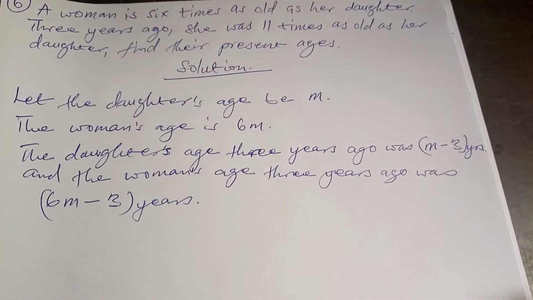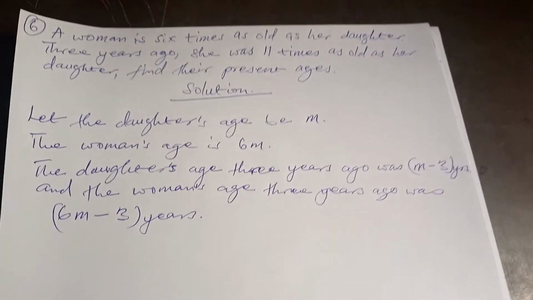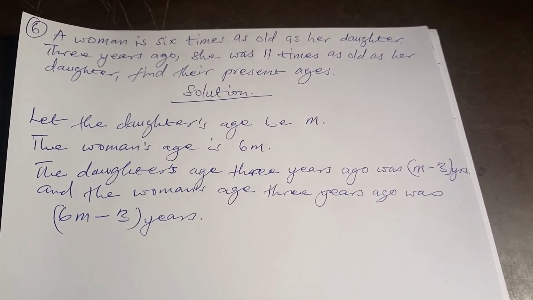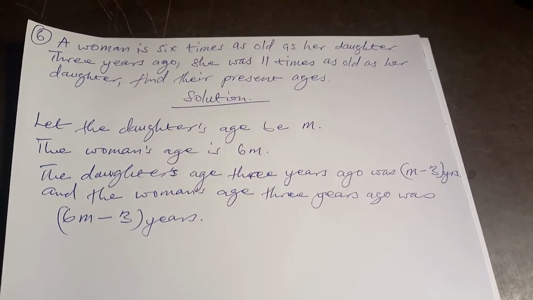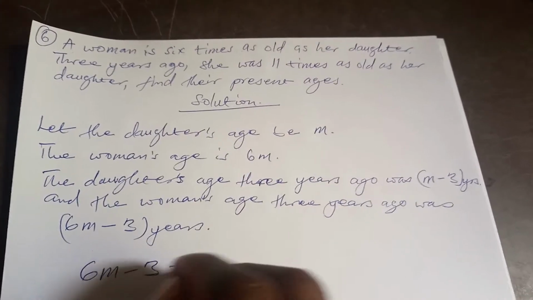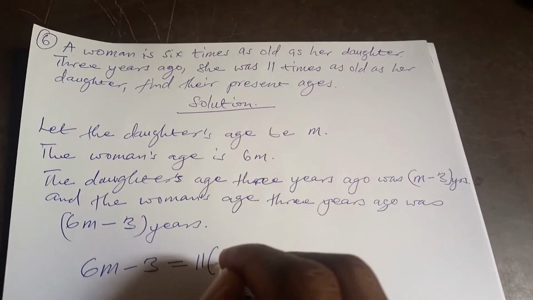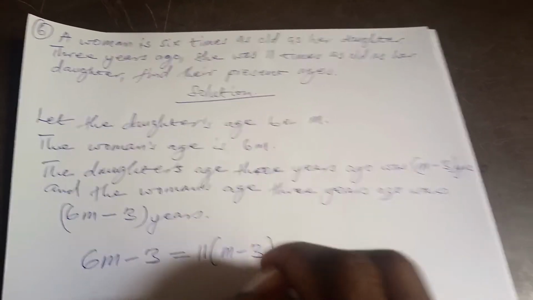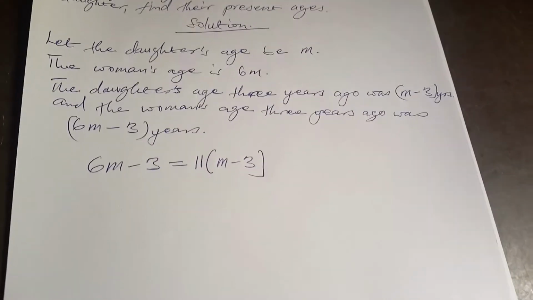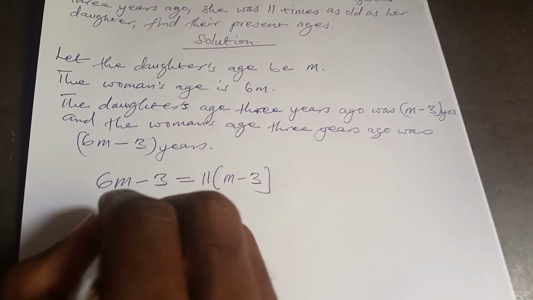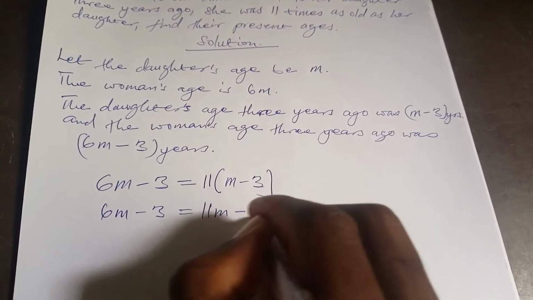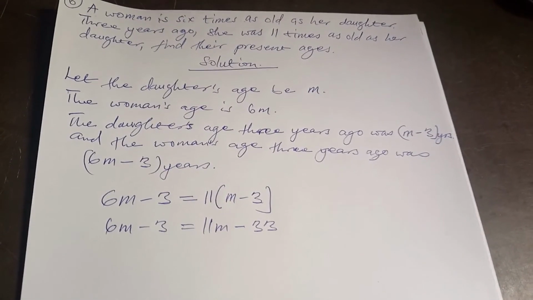Good. Now that we have this information, we can go back to the relationship between the two ages 3 years ago. So 3 years ago, she was 11 times as old as her daughter. So that means 3 years ago, 6m minus 3 will be equal to 11 times m minus 3, which was the daughter's age 3 years ago. Then now we go ahead and solve the equation. 11m minus 33. We group like terms.